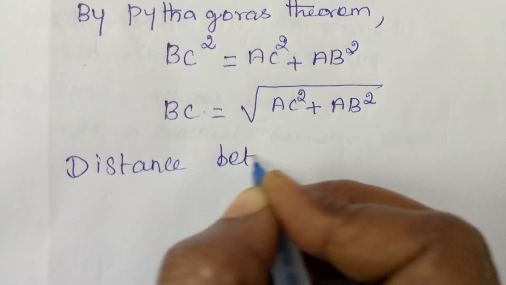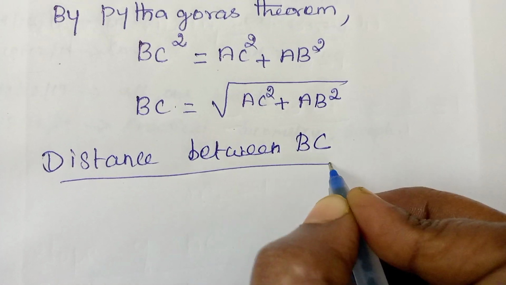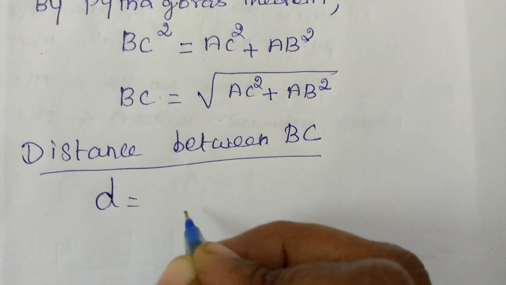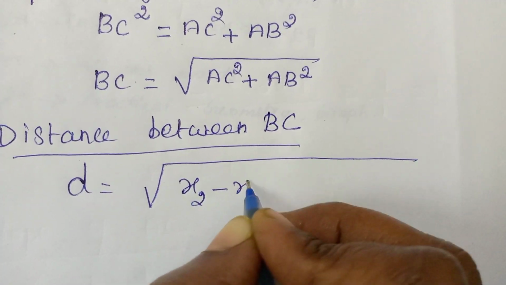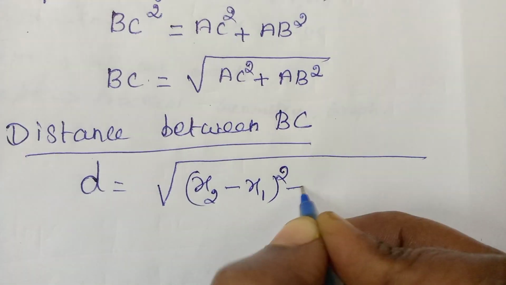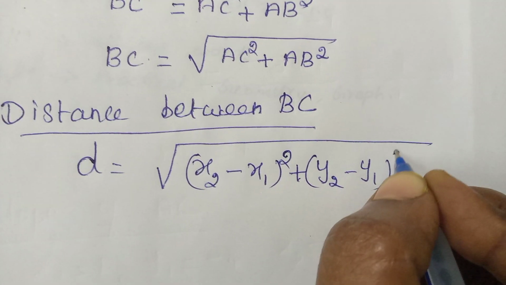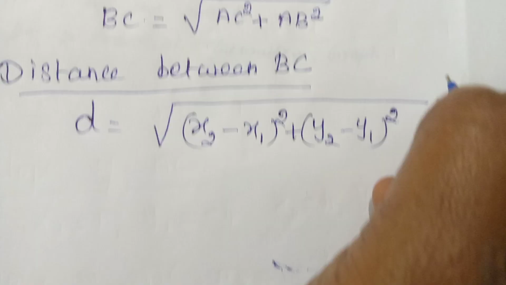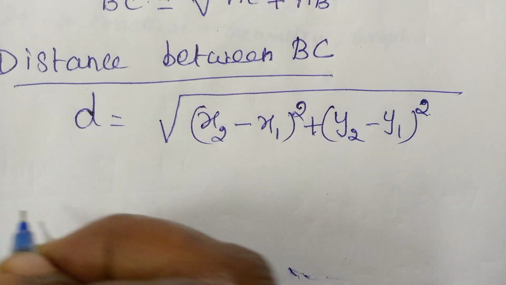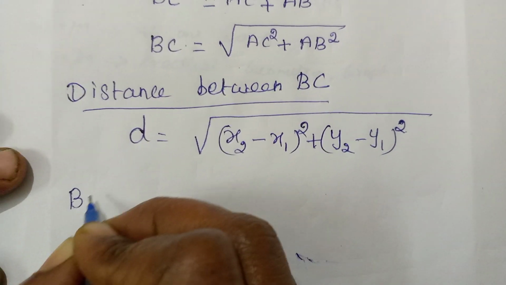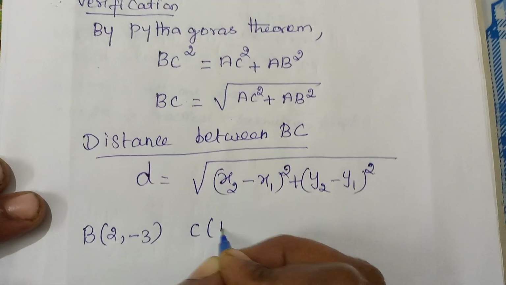Distance between BC. What is the distance formula? D is equal to square root of, do you remember, x2 minus x1 the whole square plus y2 minus y1 the whole square. Is it? Let us find the distance between BC. That is B of 2, minus 3 and C of 4, 7.